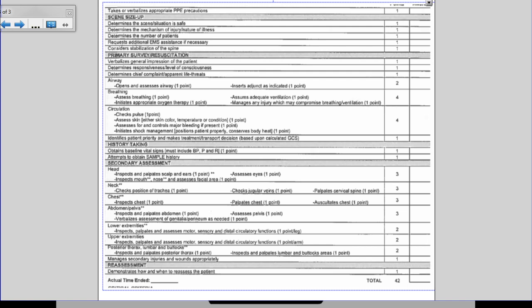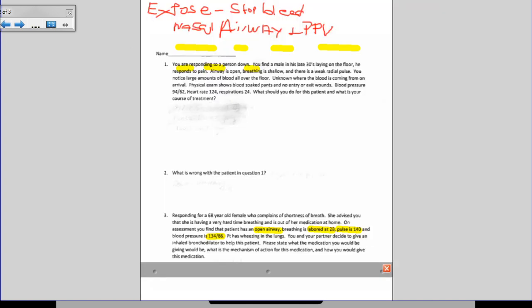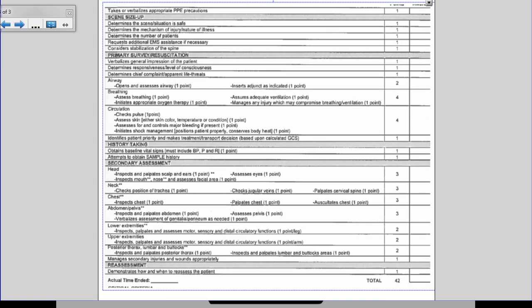So we're going to get a general impression of this patient. The patient appears to be labored breathing. Let me flip back. The patient's 68, a female, and difficulty in breathing would be the general impression. There are no obvious life threats, no obvious bleeding that we need to worry about. The patient's conscious.